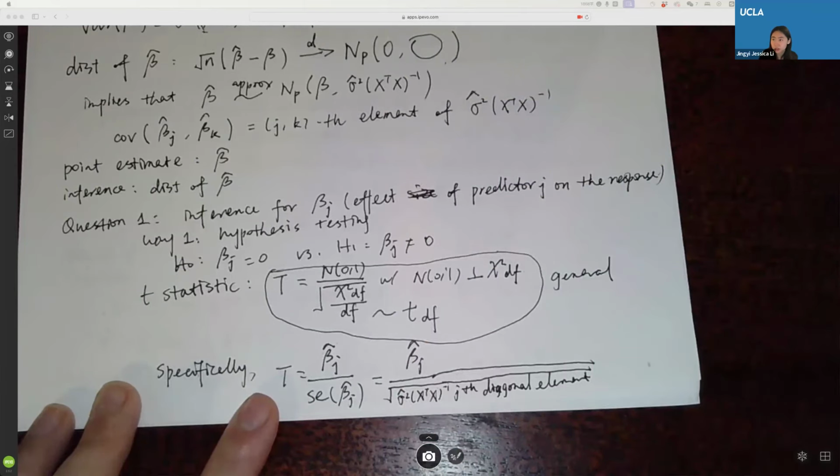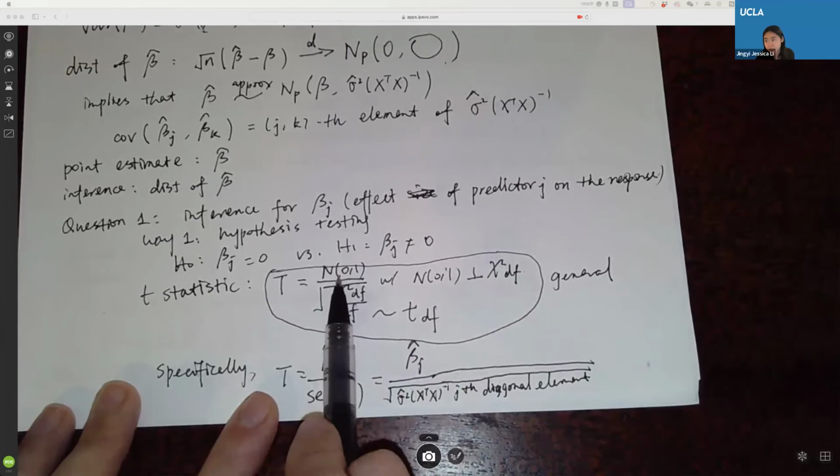Something important, which we will actually do, is to show that beta hat and our residual vector, E1 to En, are independent, which I will show very soon. Because of that independence, and since sigma square hat only depends on E1 to En, you essentially have independence between beta j hat and sigma square hat. Then you satisfy this independence in the t statistic definition.